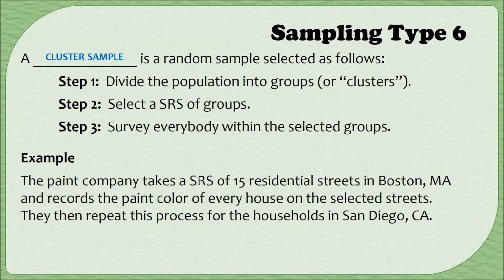The paint company takes an SRS of 15 residential streets in Boston, Massachusetts, and records the paint color of every house on the selected streets. Then they repeat this process for the households in San Diego, California.